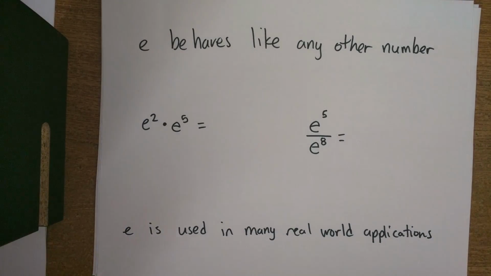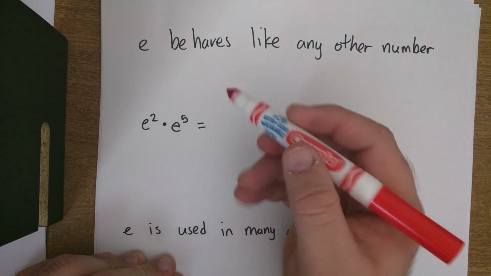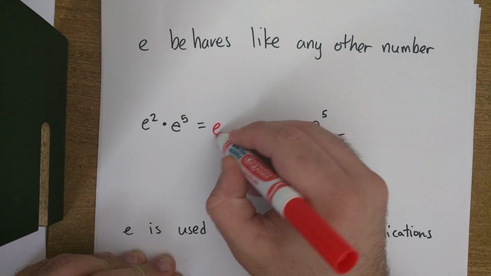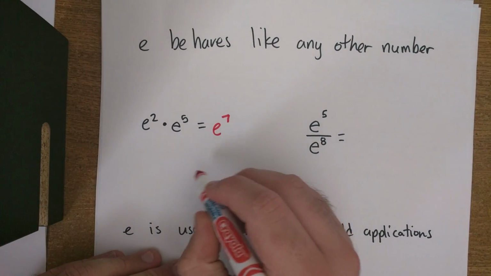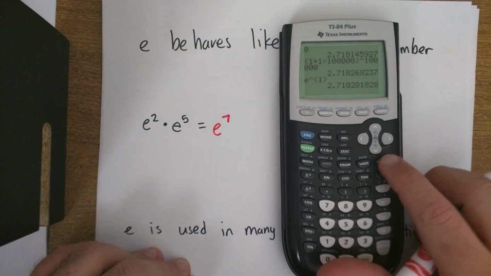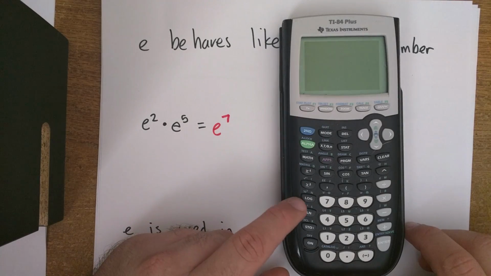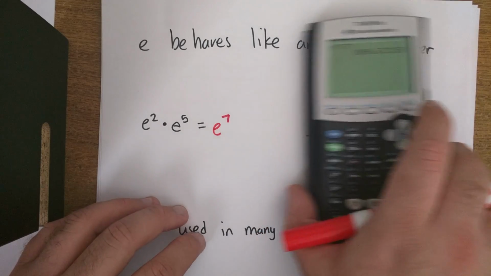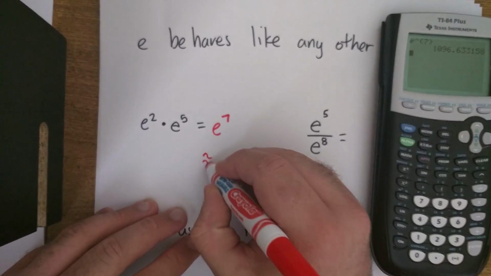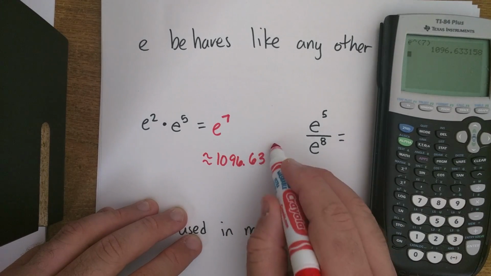e behaves like any other number. Just want to show you that real quick. If you have e to the second times e to the fifth, remember, that's just a property where you add the exponents. So this is equal to e to the 7. You can leave it like that, or if I wanted it as a decimal, we can just plug it right into our calculator. Just like the button I showed you right here. This is the blue, so you have to hit second, ln, or e to the x is what it says. Hit the 7. And so e to the power of 7 is approximately 1096.63.